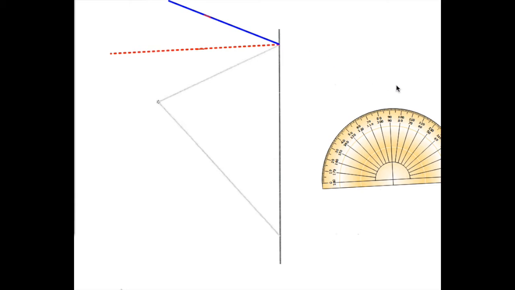Because remember in this chapter, when something's real, it's a solid line. When something isn't really there, it's a dotted line. Because remember here, the normal, there's nothing really here. I just drew that as a reference to measure my angles from. Back here, there's not really going to be light behind the mirror. It's just that's what your brain interprets. Your brain thinks you see something back here.